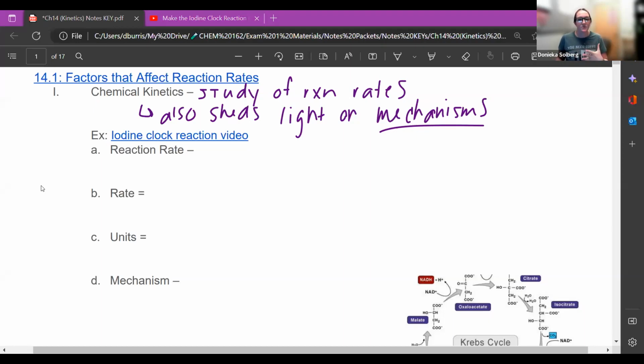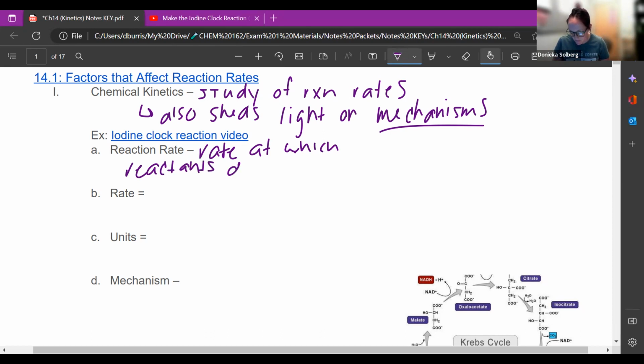So essentially, what is a reaction rate? It's how fast a reaction occurs. When your reaction's occurring, you would be using up your reactants and creating products. So we're really seeing how fast that can happen. So the reaction rate is the rate at which reactants disappear or products appear.